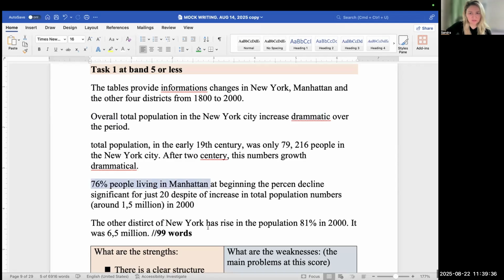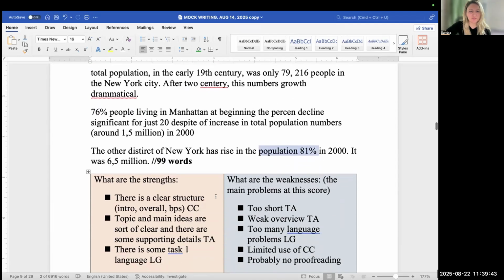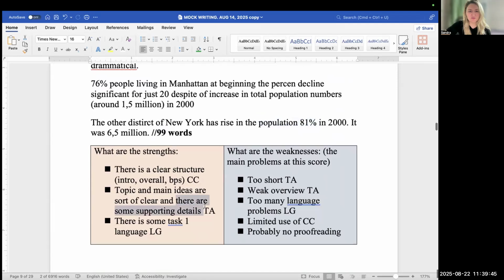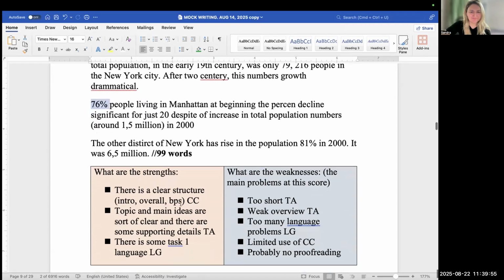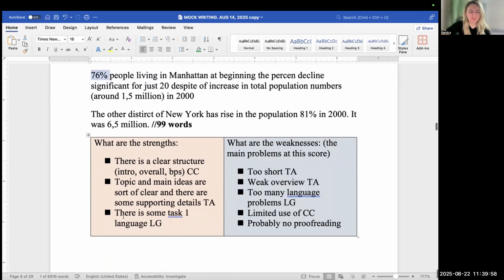"76 people live in Manhattan. The other district, then population increase." So we have some clarity of the topic, so that's nice. And are there some supporting details? Let's see. We have some numbers, where this is happening. So there is some detail. So, okay, what else is good?